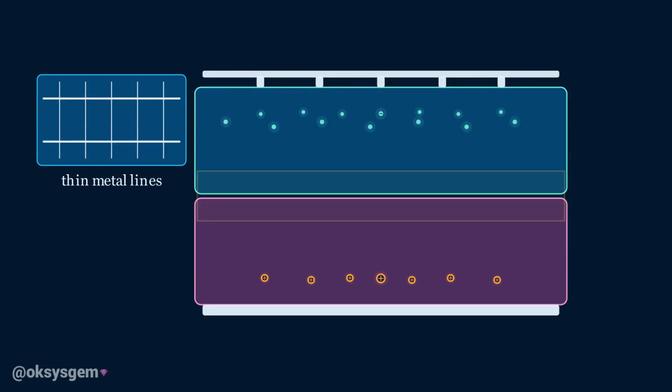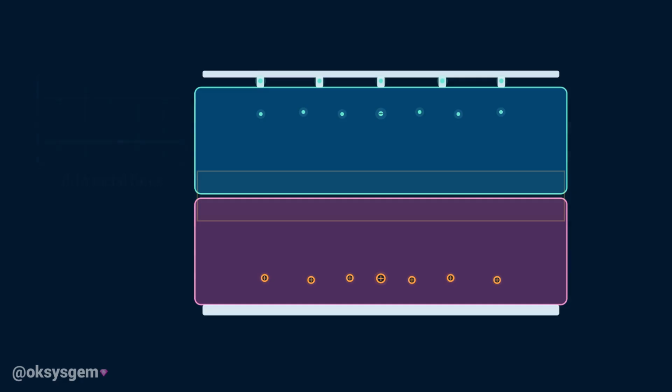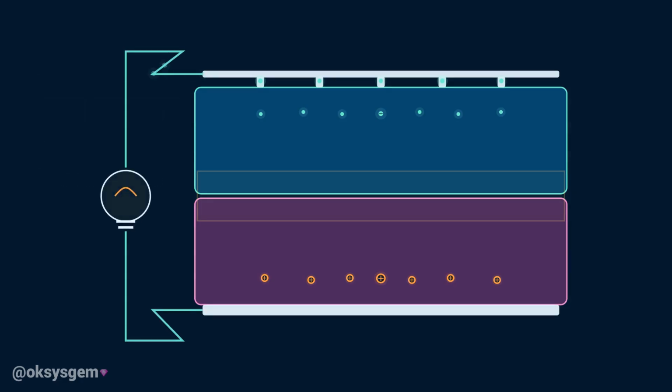These lines must collect electrons while blocking as little sunlight as possible. When an external wire connects the two sides of the cell, the separated electrons gain a complete route to travel through. They leave the N-type side, move through the metal contact, flow through the wire and any connected electrical device, and eventually return to the P-type side.